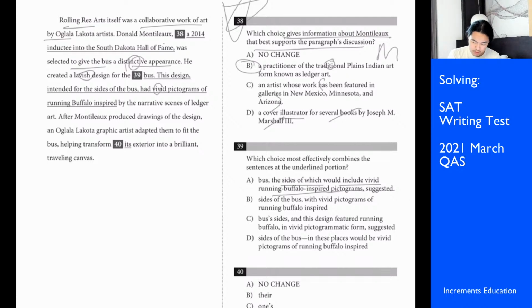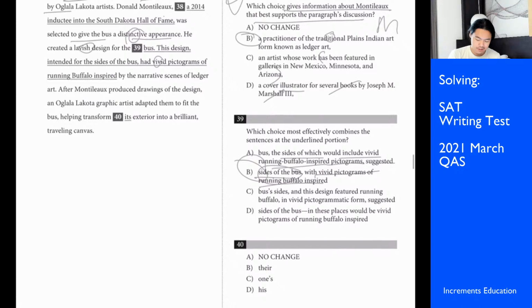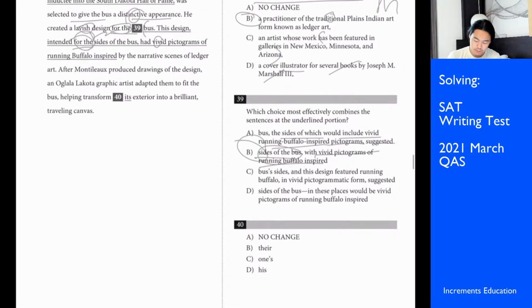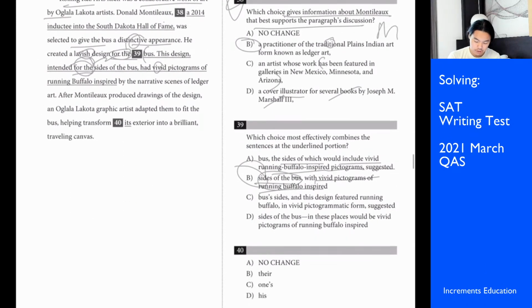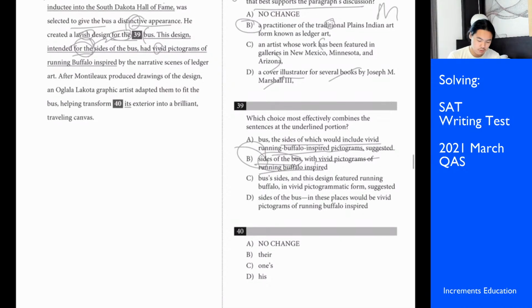Okay, let's start with the short one. For the sides of the bus, good. Go straight to this. With vivid pictograms of running buffalo. Yes, this is those. Yes, that works. The sides of the bus is the one that I kind of predicted. You can get rid of the repetition that you really don't need. So designed for the, just go with sides of the bus. Okay, took me a little too long honestly, but let's move on.